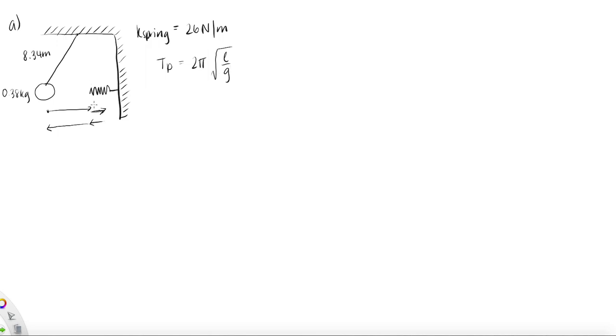Now we also need to know what describes the period of the spring. We have an equation for this. It's 2 pi square root of m divided by k, where k is the spring constant, which we've been given, 26 newtons per meter, and m is the mass on the end of the spring. Now in this question, we're assuming that the 0.38 kilogram mass is actually attached to the end of the spring as the spring compresses and stretches back out again.